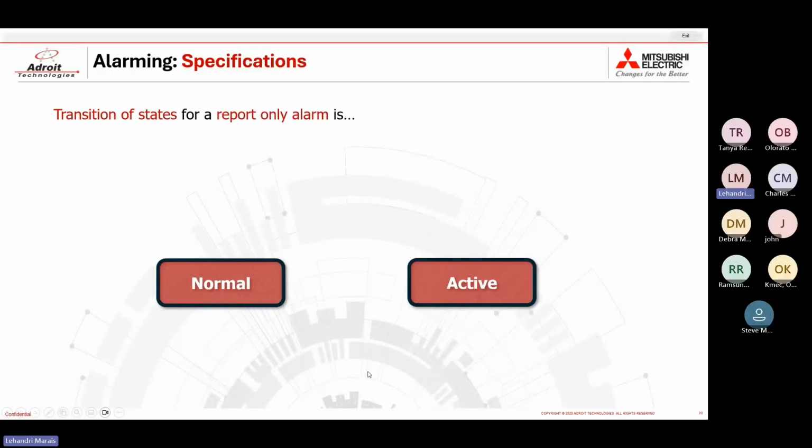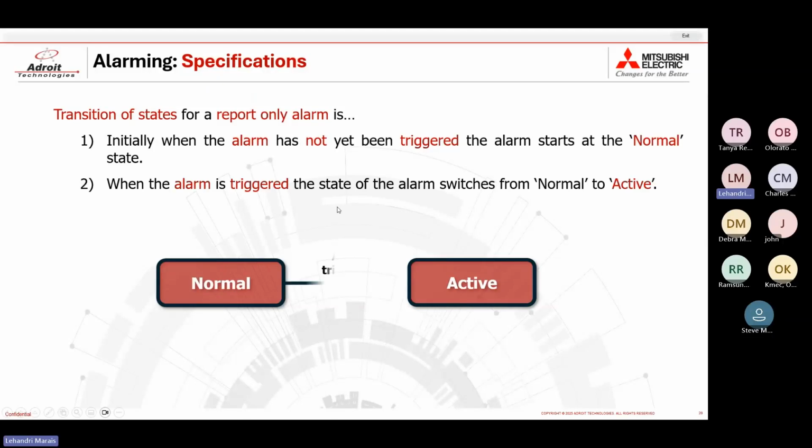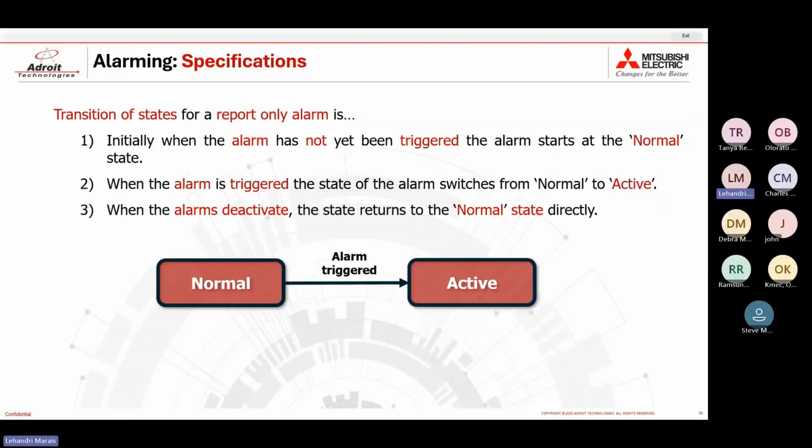Now, just to show you how the alarm states transition. This diagram here is applicable to the report-only alarm. So initially on startup, your alarm will start on normal if it has not been triggered yet. And when the alarm is triggered, it moves to active. And once the alarm condition or state has been resolved, it will then return back to normal. Quite simple.